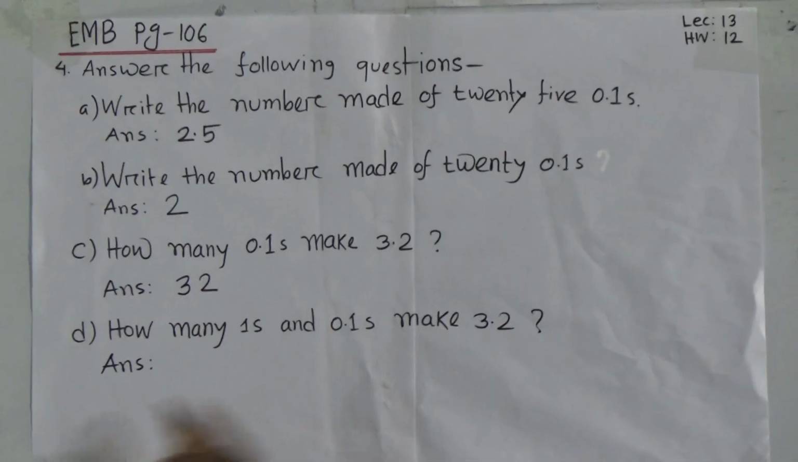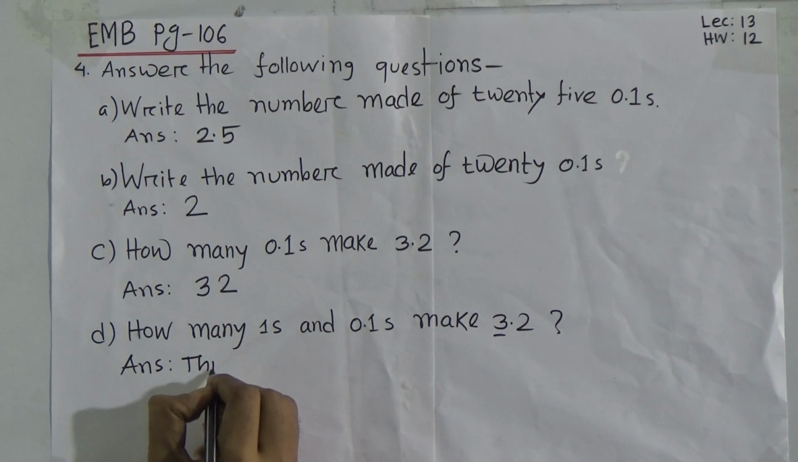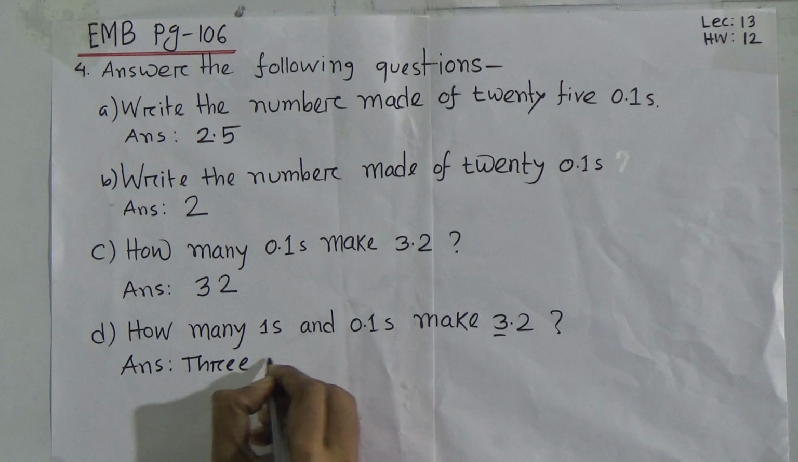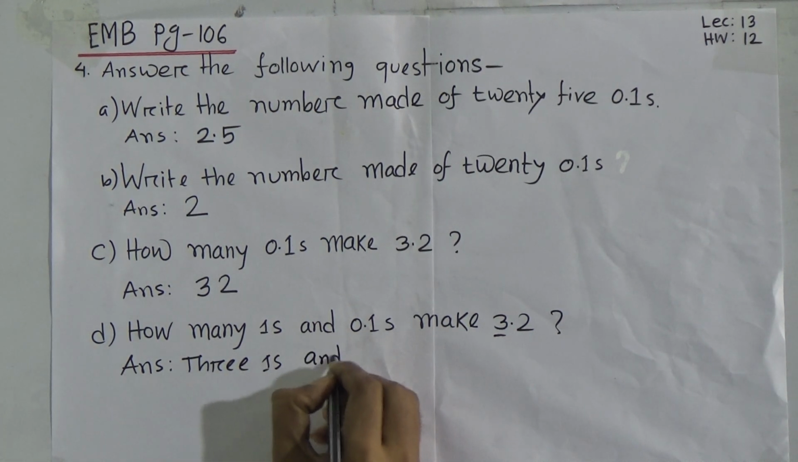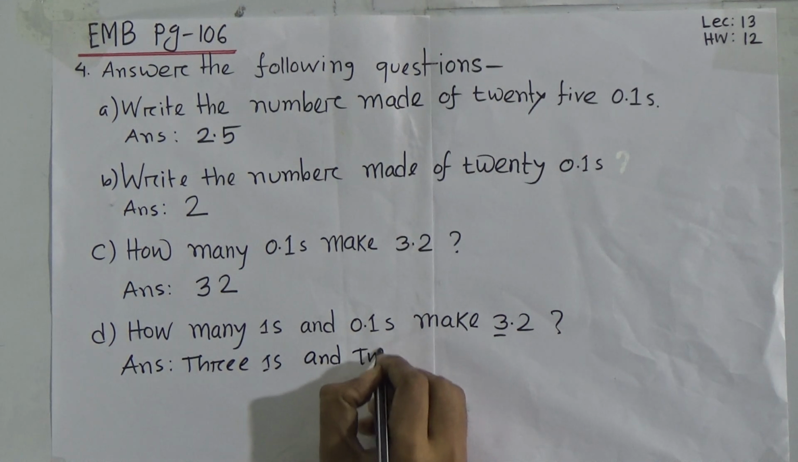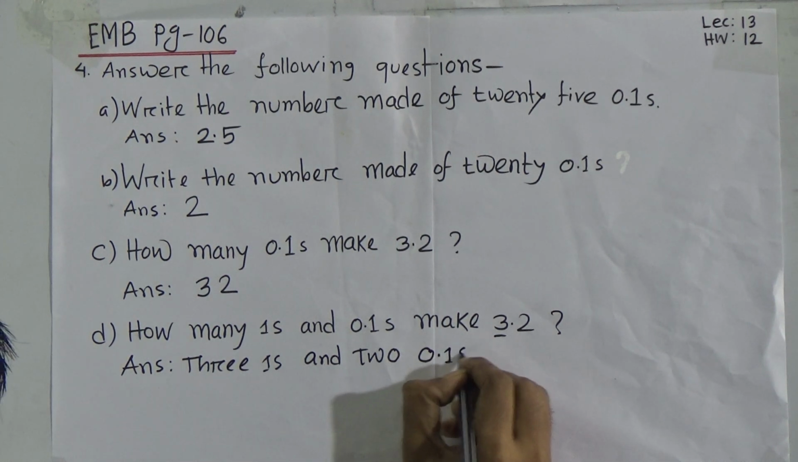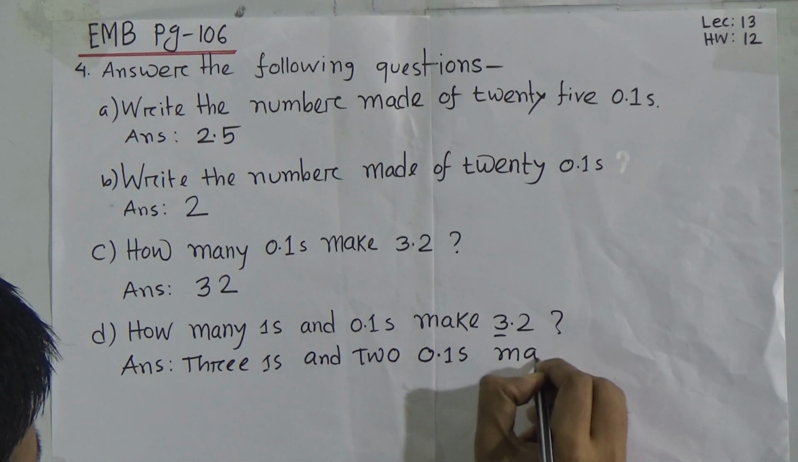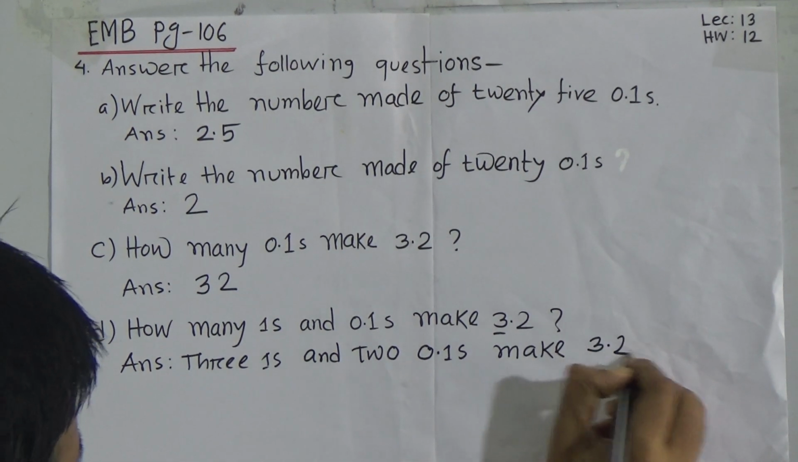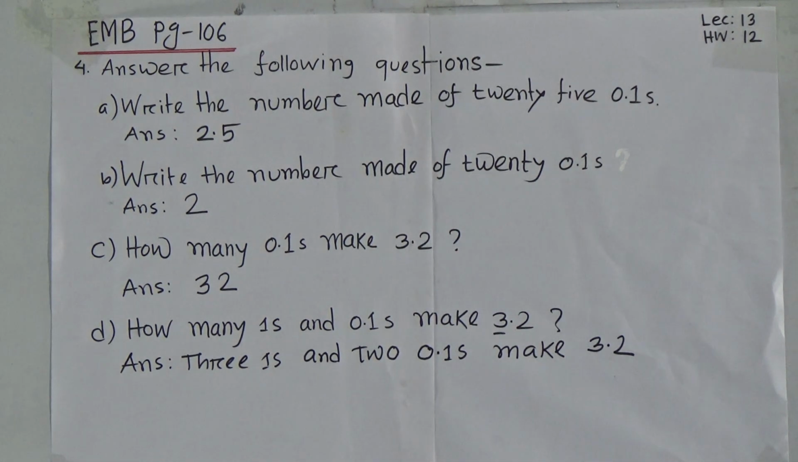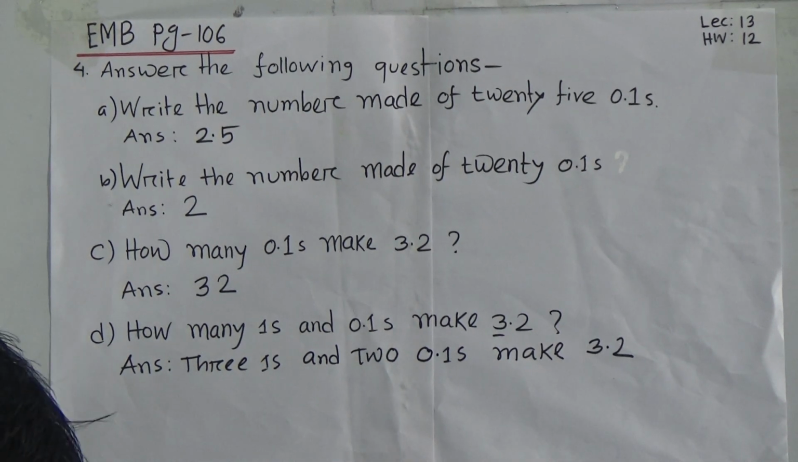Write 3 integer, write 3 1s and 2 0.1s make 3.2. Okay, that means we can say 3 1s and 2 0.1s make 3.2.